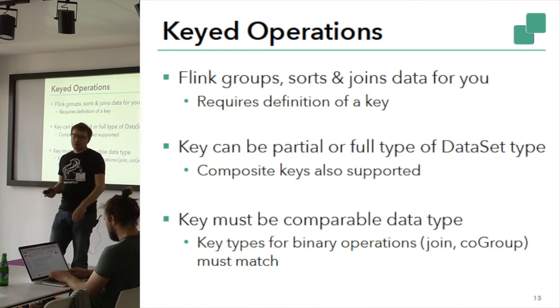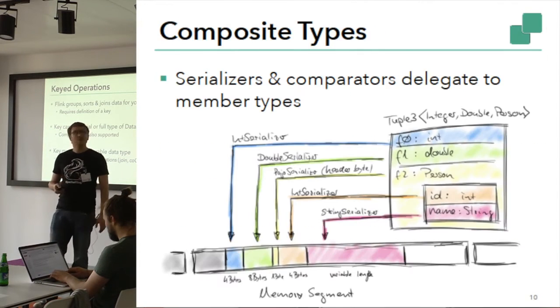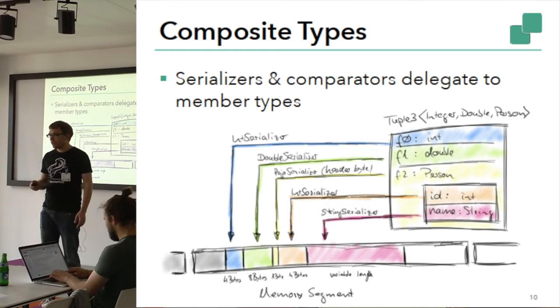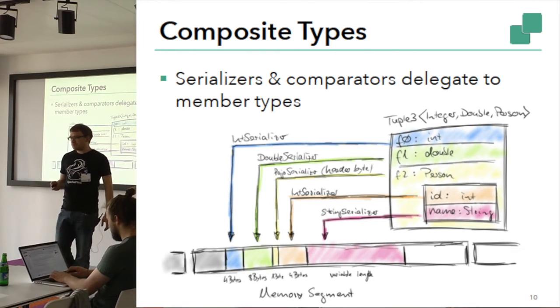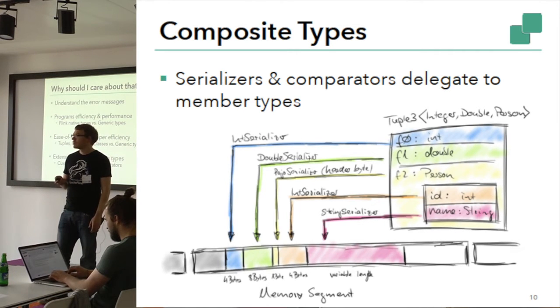You can also group on the field of a POJO. So if we go back to this example here, you could also, for example, group on the ID field of the POJO. So you don't need to extract the key. You can just address the key in your data.